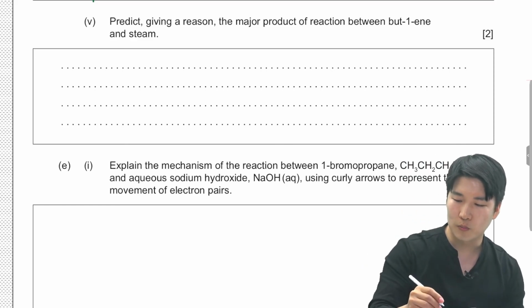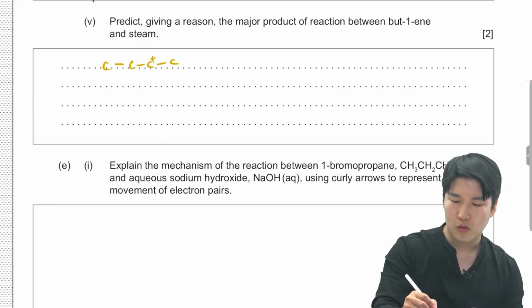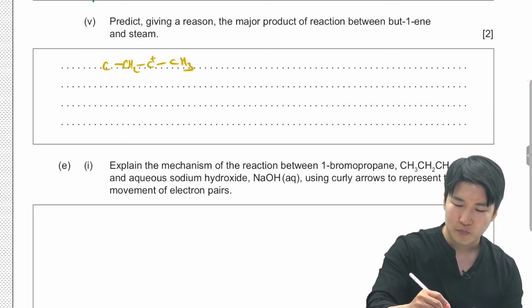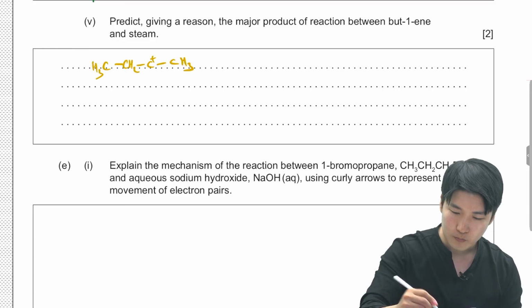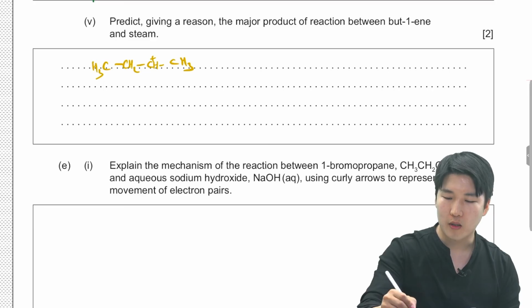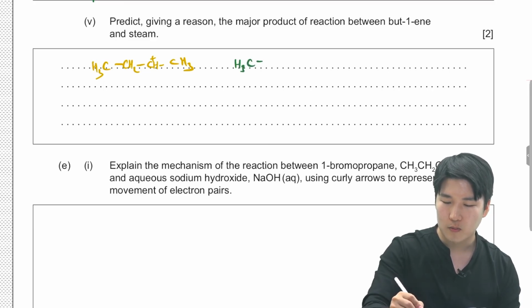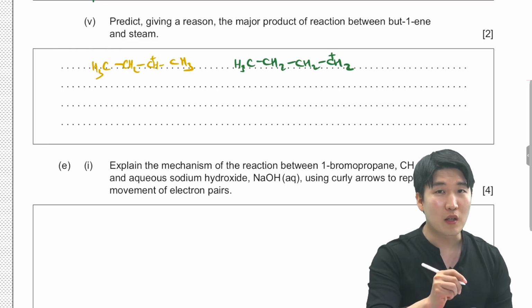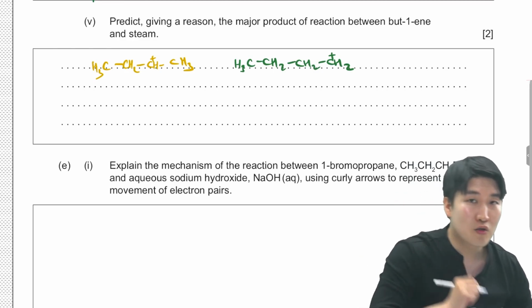But-1-ene will form a secondary carbocation intermediate as well as a primary carbocation intermediate. Now, which one's more stable? Which one do you think is more stable? Well, I'm going to vote for the secondary, not the primary.